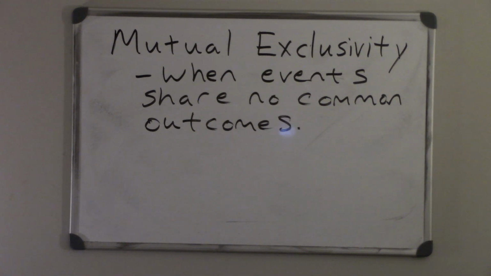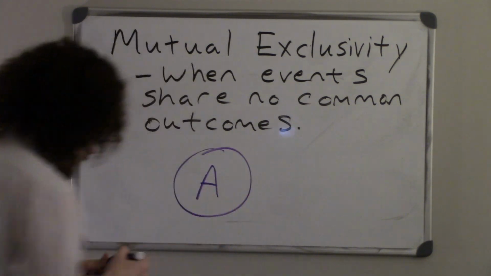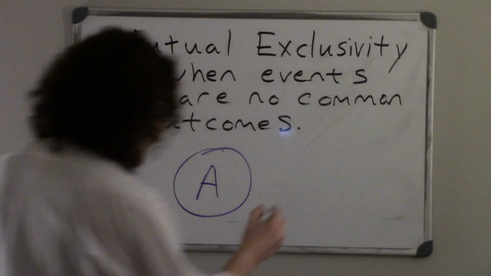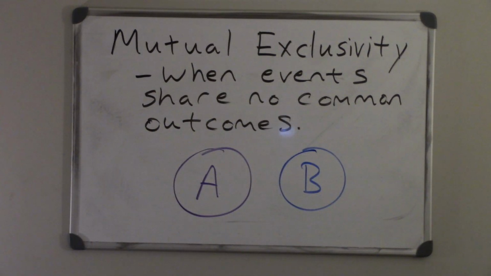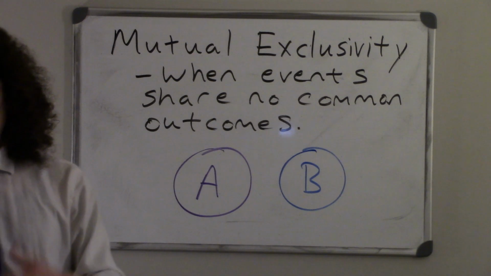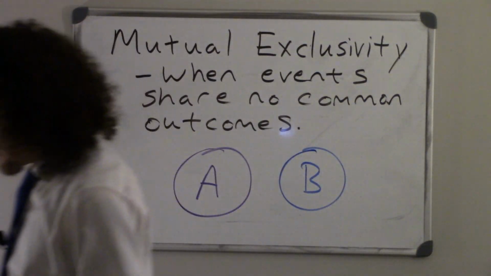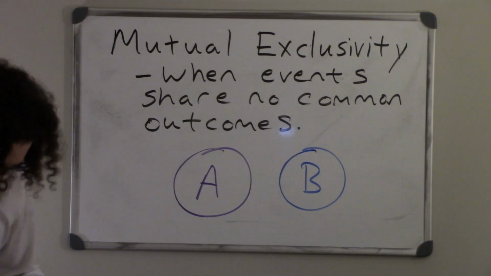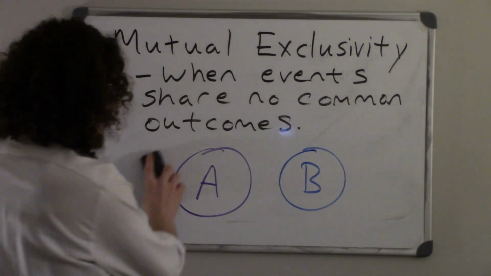If we wanted to look at this graphically, like we have done with some of our other concepts, in this case, this is what it would look like. We would have the event A in purple and event B in blue. There is no overlap. There's no connection. There are no outcomes in common. They don't share any common outcomes. So that's what mutual exclusivity is.